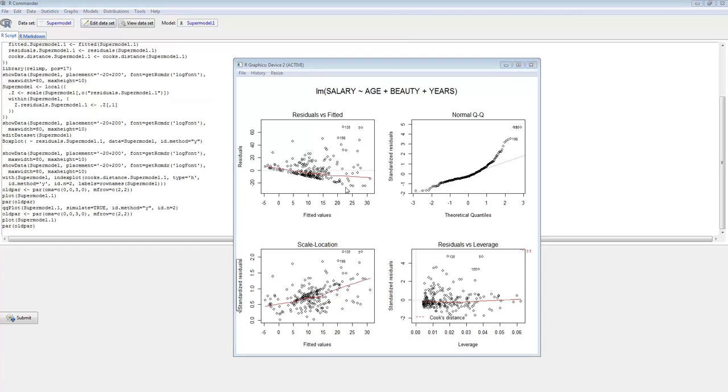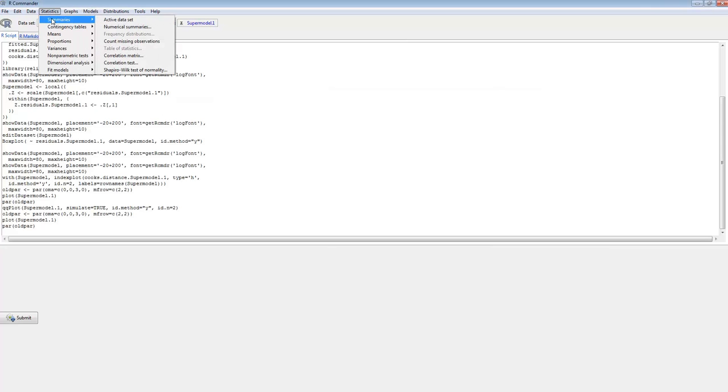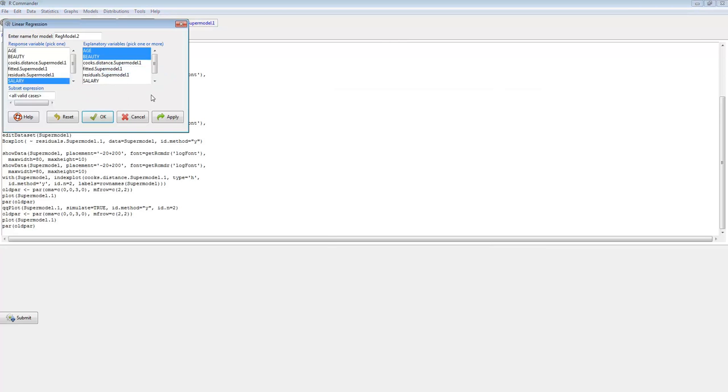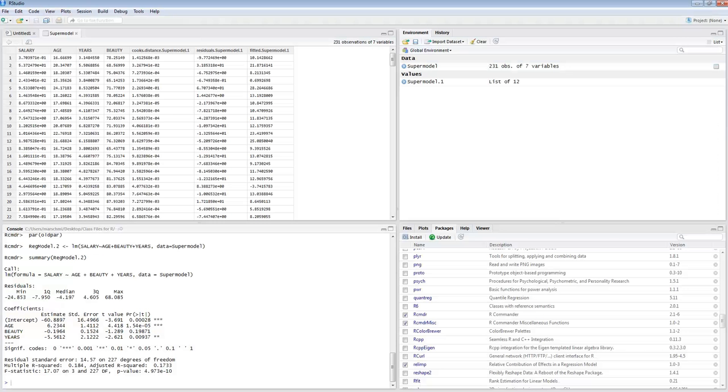No, it's not. We can further test this, and this is not necessarily a requirement, but let's go ahead and conduct our statistical analyses one more time. Fit models, linear regression, and everything's already set up. Let's go ahead and click on yes. Let's go over to RStudio and look at the output.